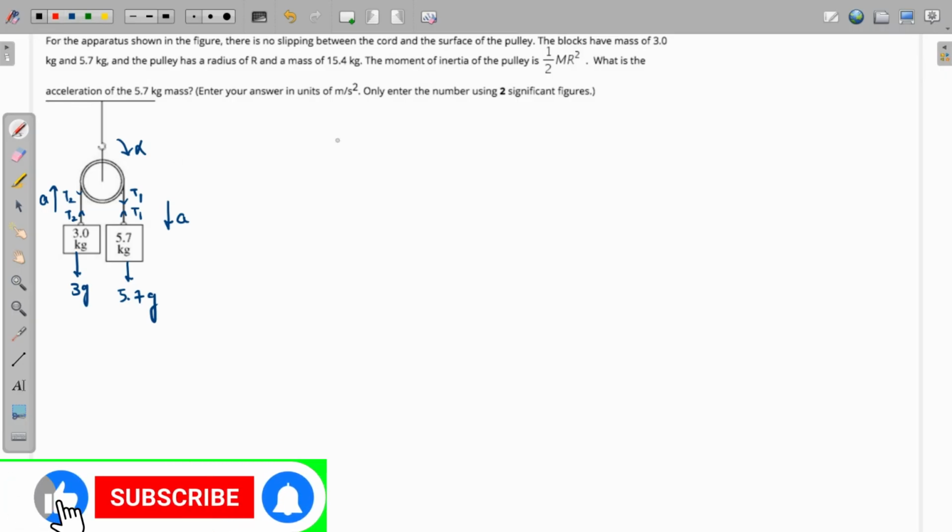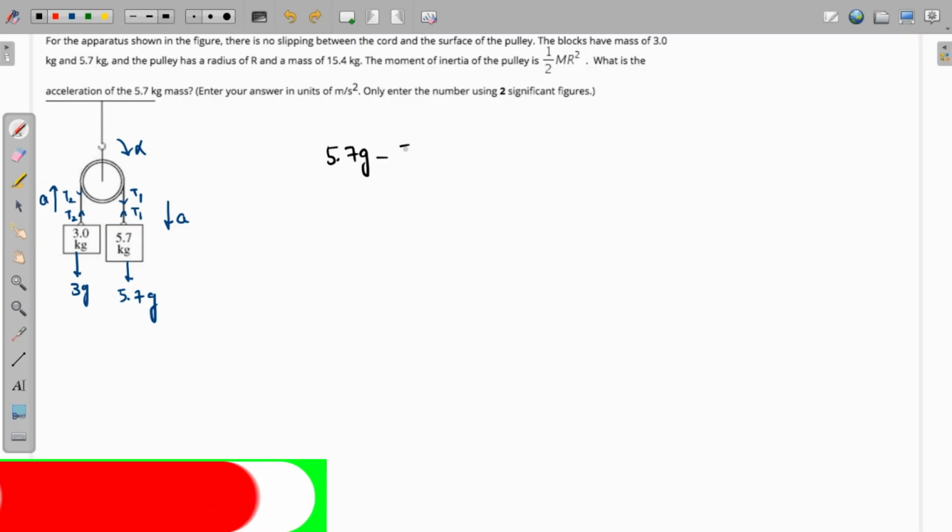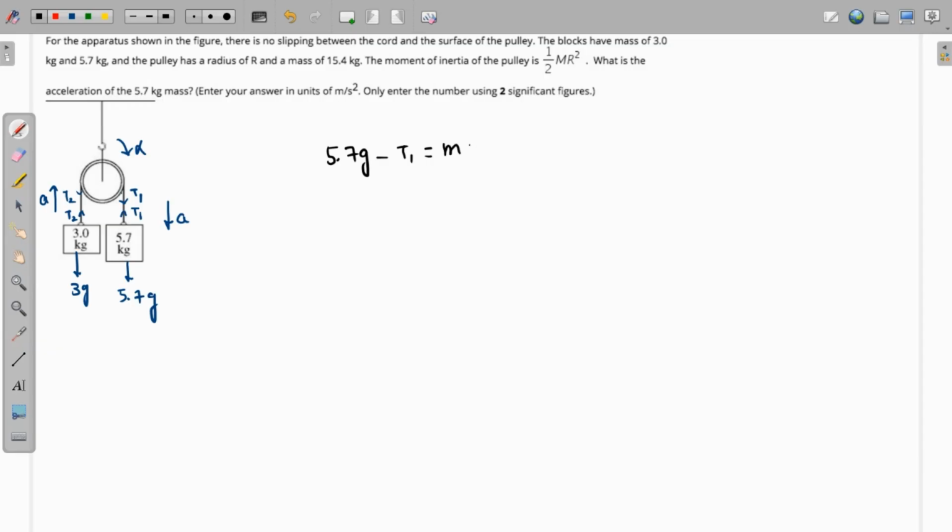So Newton's second law equation on the 5.7 kilogram mass is 5.7 g minus T1 is equal to m a. Basically that's F is equal to m a. M is 5.7, so that's 5.7a. Let's call it equation 1. The other equation on the 3 kilogram mass is going to be T2 minus 3g is equal to 3a. Let's call it equation 2.